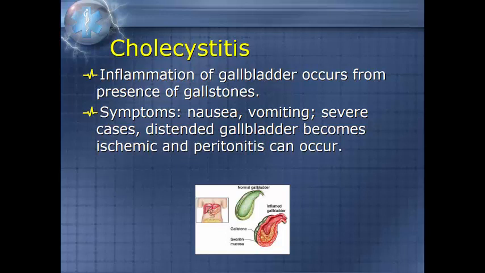One of the ways you can test for this is called a positive Murphy sign, where you have them lean back and almost crunch, where they bear down and raise their shoulders up just a little bit. And if you have tenderness under that right costal margin, that's called a positive Murphy sign, and that is often indicative of cholecystitis or an inflamed gallbladder.